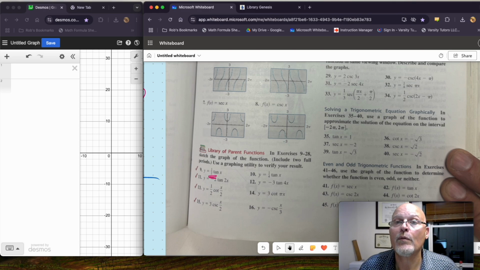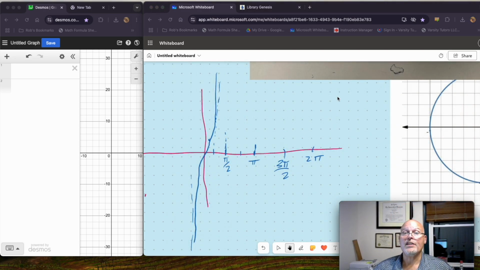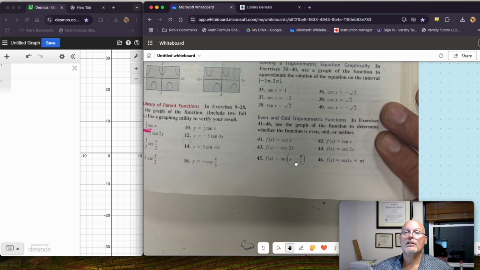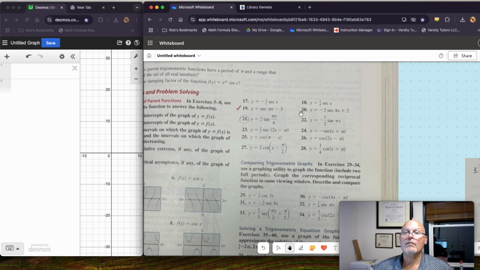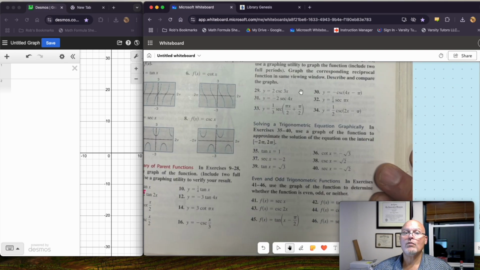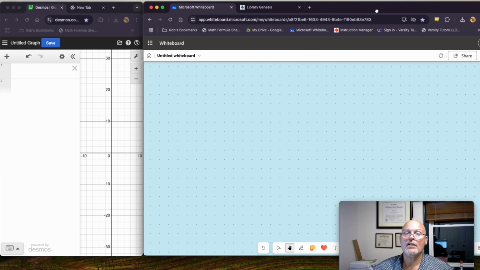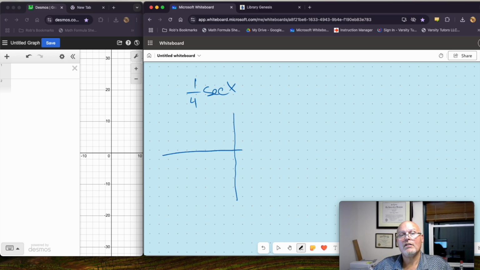Okay, let's take a look at what we have to do next. Let's take a look at one of the secant functions. What we're going to do is we're going to take a look at number 18, y equals 1/4 secant of x. Now let's think about what secant does first.